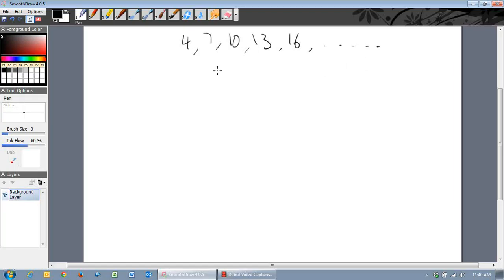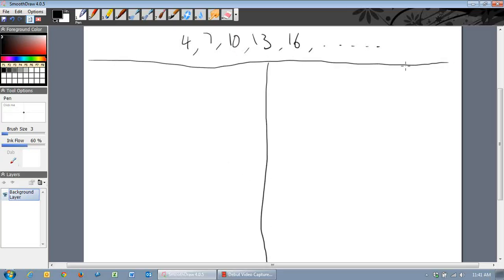How can we define this sequence? Well, there's two ways, and I'll do it here. Just divide the page up into two ways. The first way is to define it in terms of the previous term. So let's just have a look at this. What this means is, let's have a look at Tn.